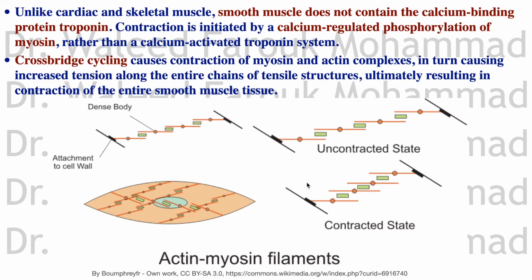As you can see here, this is the contracted state where the myosin is attached to the actin and causing it to glide, and this is the uncontracted state where there is elongation of the muscle and relaxation. Observe that the transmission of forces is achieved by the dense body anchoring the intermediate filaments that are attached to the cell wall.